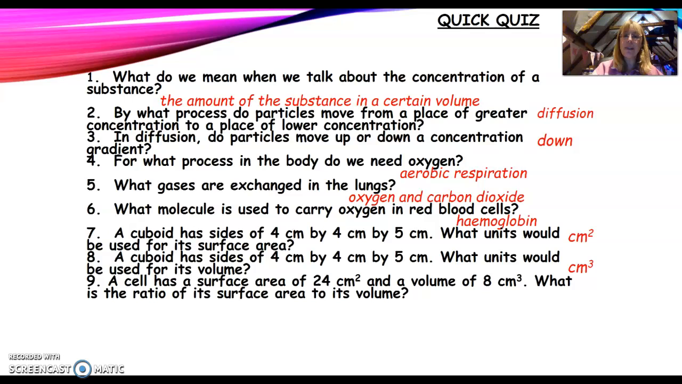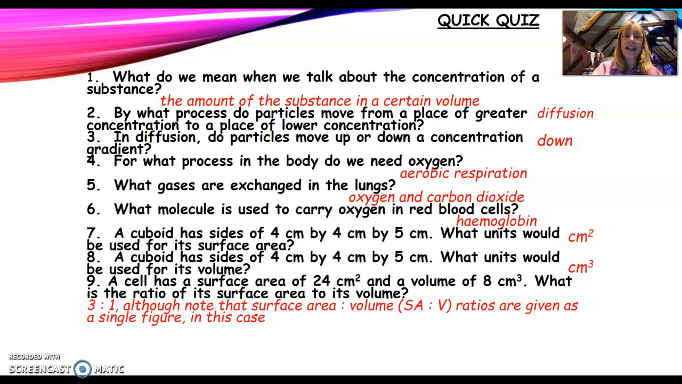A cell has a surface area of 24 centimeters squared and a volume of 8 centimeters cubed. What is the ratio of its surface area to its volume? So I'm going to go 24 to 8, and when I simplify that, that gives me a 3:1 ratio. How did you do? Hopefully you've got this. If there's anything that you forgot about or need to make a note about in purple pen, do so now.